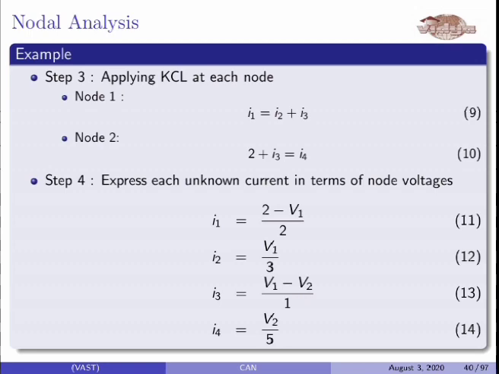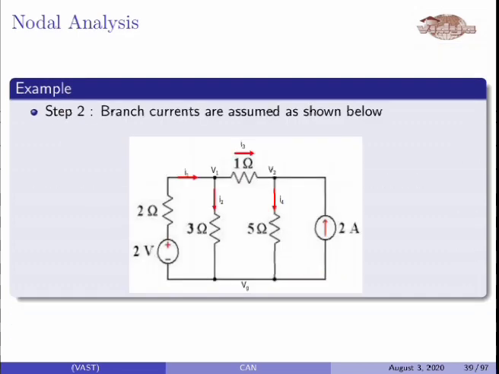Then step 3, apply KCL at each node except the reference node. For node 1, that is here, the current I1 is entering, and I2 and I3 are leaving the node. So the KCL equation will be I1 is equal to I2 plus I3.